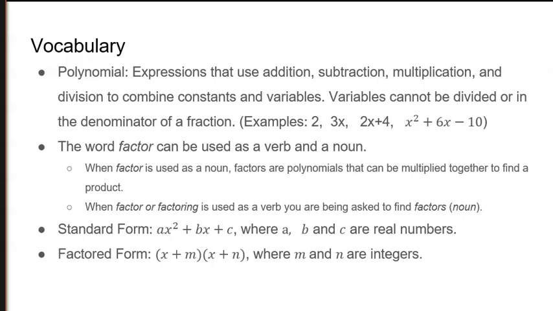The word factor is used as a noun and as a verb. When factor is used as a noun, a factor is defined as being a polynomial that can be multiplied to another factor to find a product. When factor or factoring is used as a verb, you are being asked to find factors, the noun. It's like if you were going to go fishing. When you fish, you are looking for fish. When you factor, you are looking for factors.